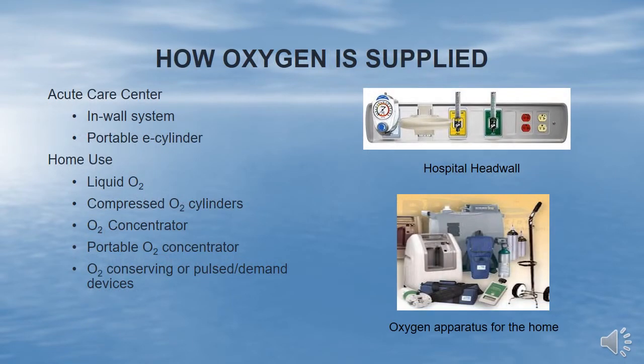In the acute care setting or hospital, oxygen is usually delivered via a permanent system. Oxygen is stored in tanks and delivered by pipes in the wall when activated by a regulator at the bedside. Portable oxygen tanks, called E-cylinders, are used when a patient needing continual supplemental oxygen must be transported to various departments. For home use, oxygen is supplied by various methods.